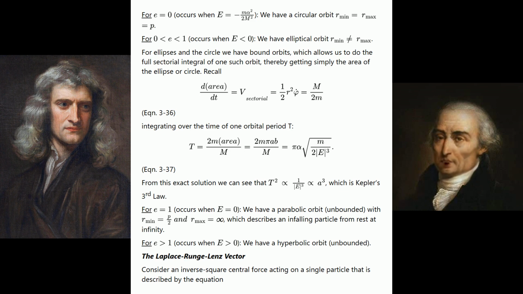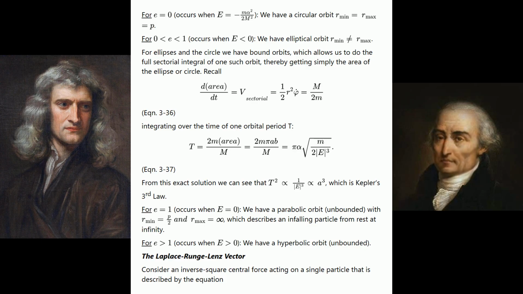For ellipses and the circle we have bound orbits, which allows us to do the full sectorial integral of one such orbit, thereby getting simply the area of the ellipse or circle. Recall, see equation 3-36, integrating over the time of one orbital period t. See equation 3-37. From this exact solution we can see that t squared is proportional to 1 over the absolute value of E cubed, proportional to a cubed, which is Kepler's third law.